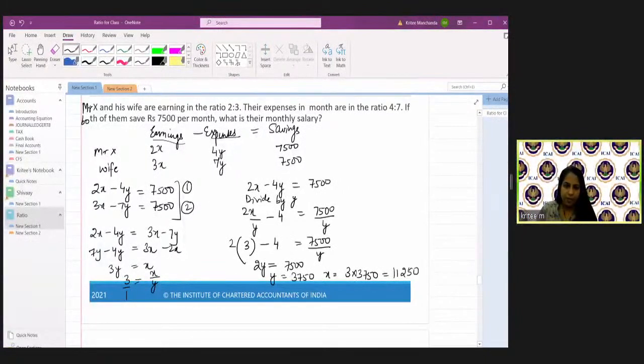So the respective salaries, 2 into x, so the respective salary would be 2 into 11,250, that is 22,500, and 3 into 11,250, that is 33,750. Net salaries. Let's go for the next question also.